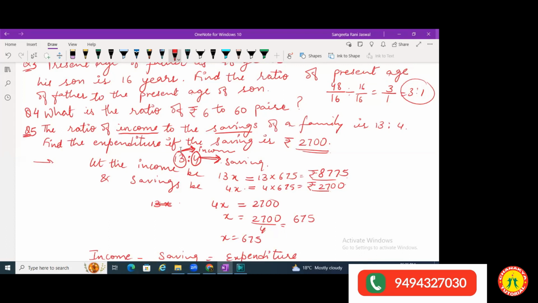So what did I do? Savings is already given to me as 2,700. So I equated 4x with 2,700 because it is given. We have taken our savings to be 4x because it was given in the ratio. And from here, I found the value of x. 4 is multiplying with x here. When it goes to the other side of the equal to sign, multiply changes to divide. So it got divided here and I got the value of x, that is 675.